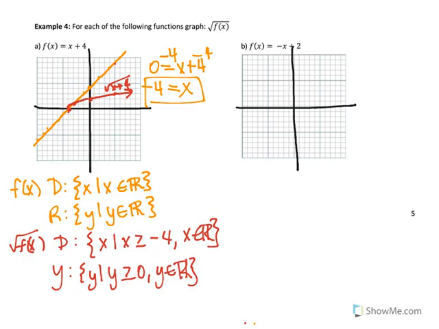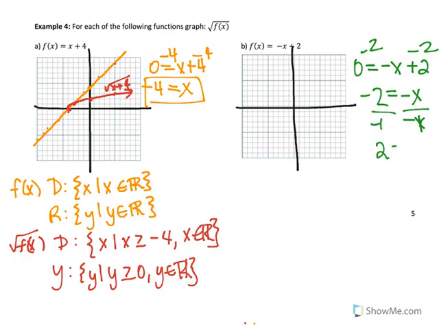Okay, let's do this one. Let's first find our intercept because it'll help us out. So you have 0 equals negative x plus 2. Subtract 2 from both sides. We get negative 2 equals negative x. I could have also just subtracted x. Divide both sides by -1, and we have 2 is equal to x.